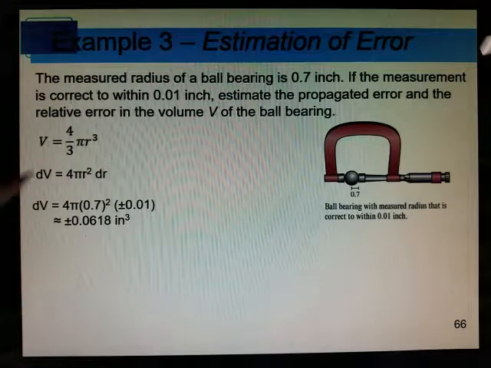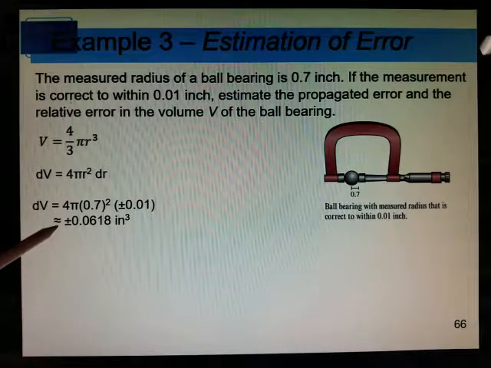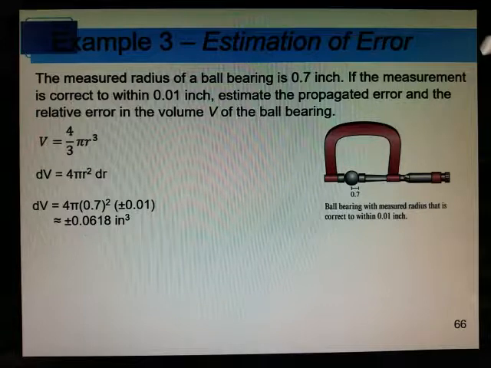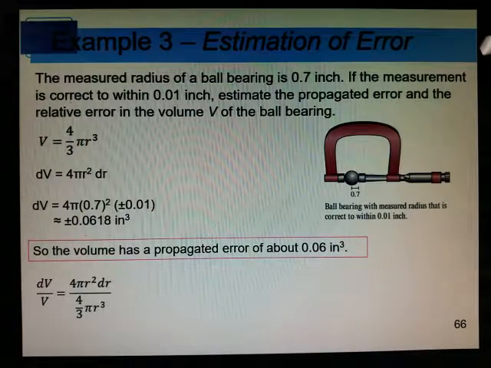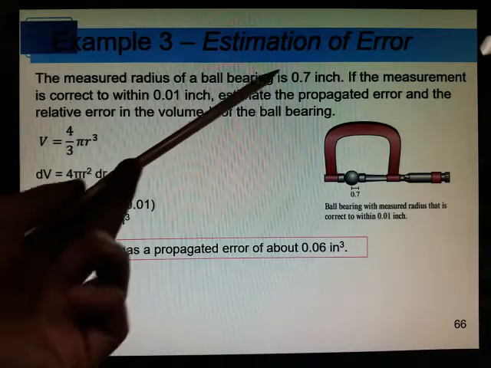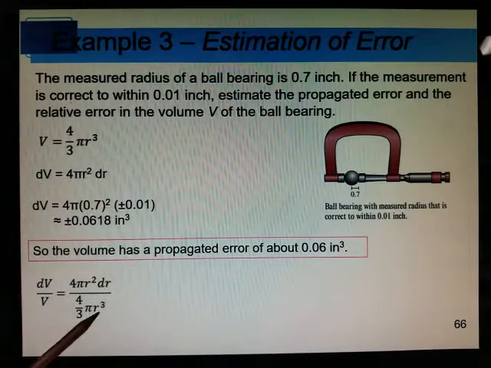So right now, guys, this is just the propagated error. That's just how off it is. The relative error means relative to the actual volume of the ball. So for my relative error, I would need to figure out what the volume is at 7/10 of an inch. So I plug in the 7/10 in here.